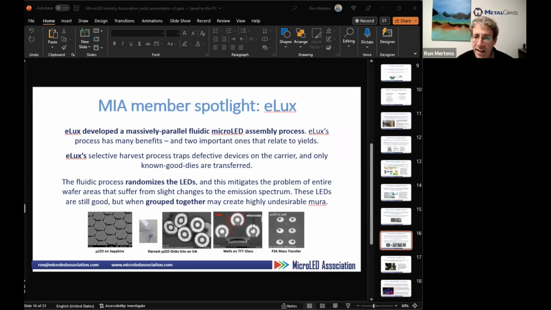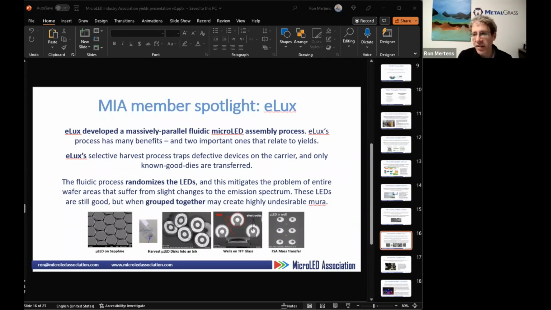The next company is Elux, a US-based company, and they developed a unique and I think an interesting transfer process. Basically, they call it a fluidic process, which means that the LEDs are removed from the wafer and dissolved in a special ink, which is then spread over the substrate that has special holes. They call them wells, and the LEDs actually self-assemble as they fall into place. This is a unique process with many advantages, and one of the advantages is the high yields.